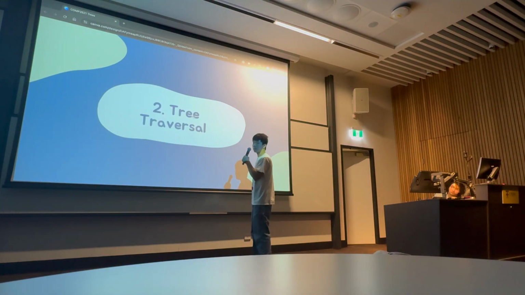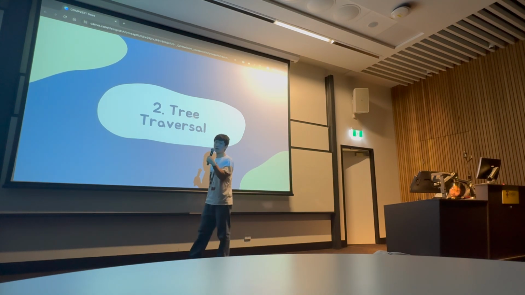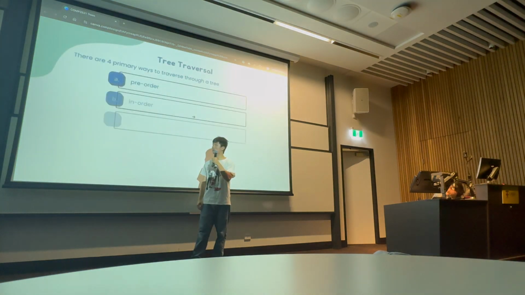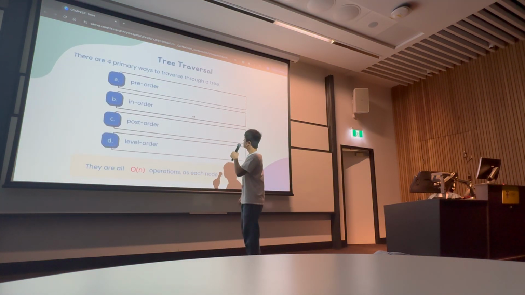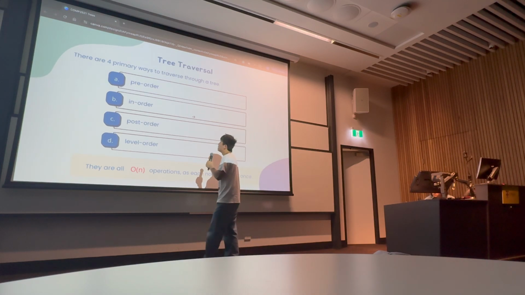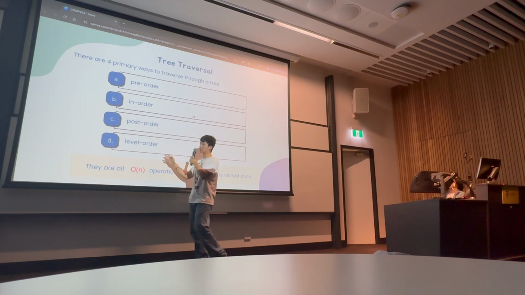Now let's go through the traversal of the tree. This is actually, I think, a pretty confusing topic, because it's really hard to visualize in your head how all this traversal works. There are 4 types of traversals: pre-order traversal, in-order traversal, post-order traversal, and level-order traversal.